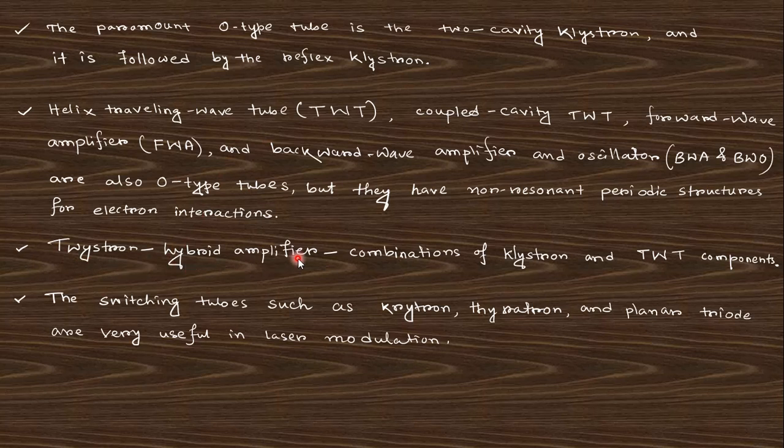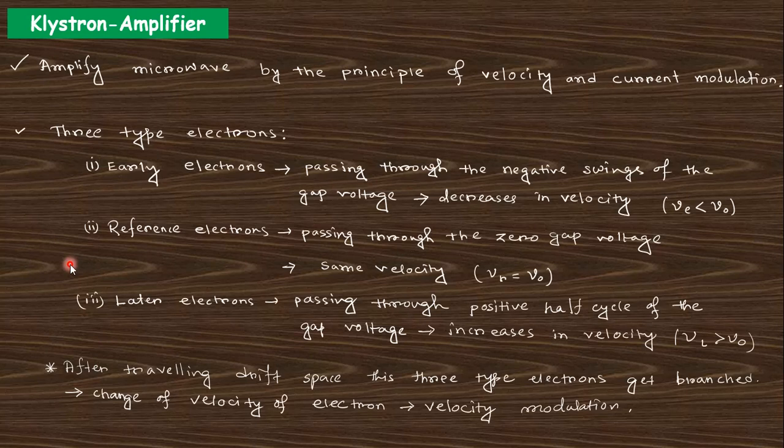Tristron is a hybrid amplifier. This is the combination of klystron and TWT components. The switching tubes such as klystron, hydrostron, and planar triode are very useful in laser modulation. So switching tubes are actually used in laser modulation. So this is the fact for O type tube. Now we want to discuss in detail the klystron amplifier.